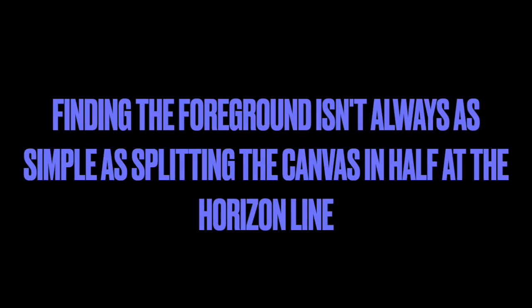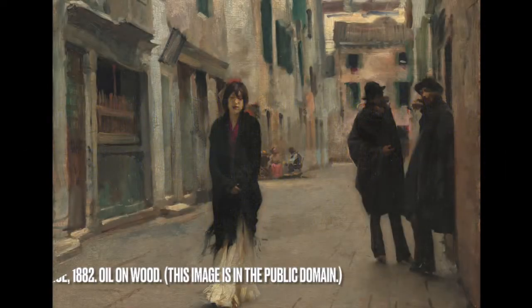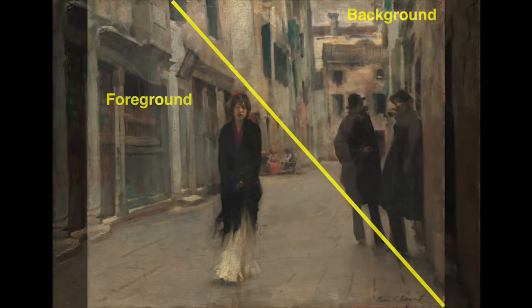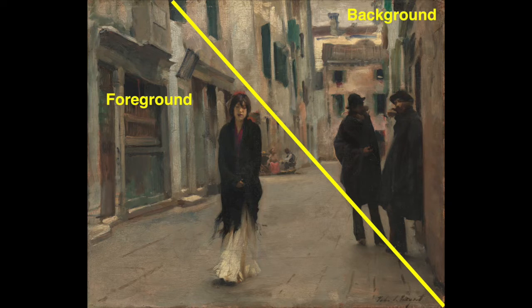Finding the foreground isn't always as simple as splitting the canvas in half at the horizon line. Let's consider this image by John Singer Sargent, which is called Street in Venice. If you view this painting diagonally, the foreground and background can be recognized. Here we can see that the foreground is located on the left and the background is on the right.